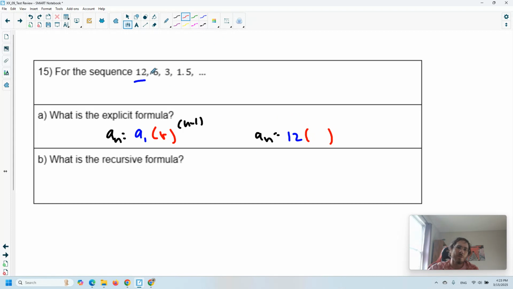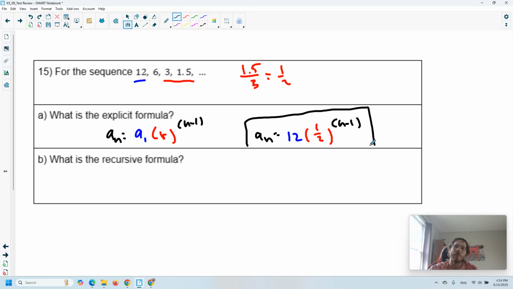R is what we're multiplying by. So in this case, we got to be careful because we're not multiplying by 2. We're dividing by 2. So if we're dividing by 2, if we picked out these two, 1.5 divided by 3 is either 0.5 or 1/2. So we're actually cutting these things in half. So 1/2 every time. So n minus 1. And that's the answer. So again, just be careful. Remember that R number should be only bigger than 1 if it's going up. If it's going to be a growing sequence. If the sequence is decaying, that should be a number between 0 and 1.